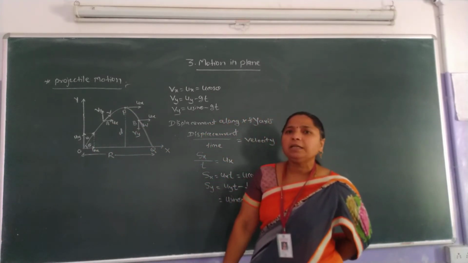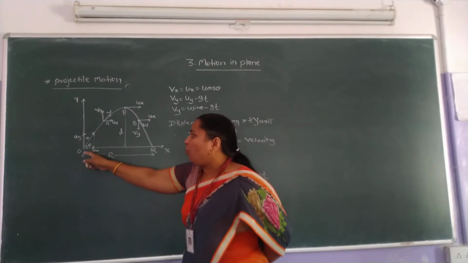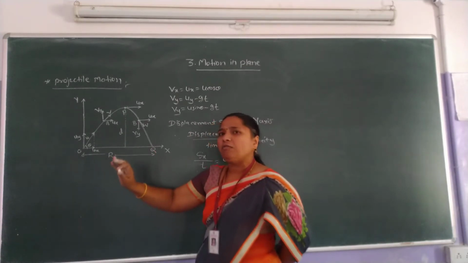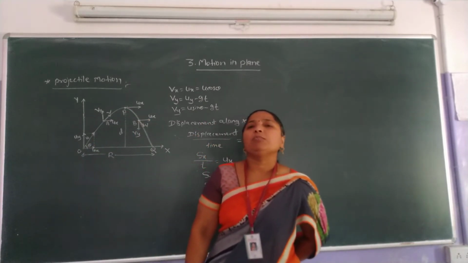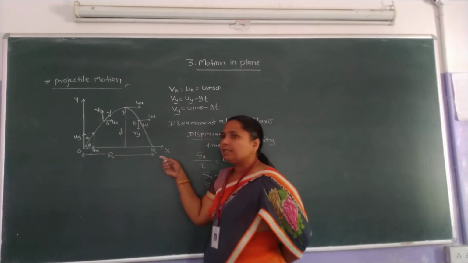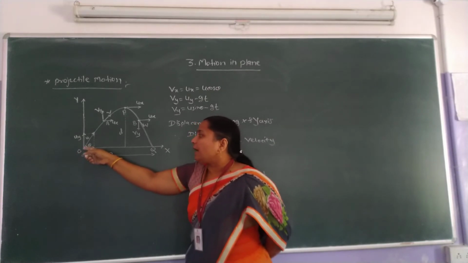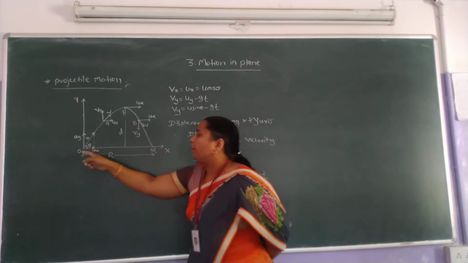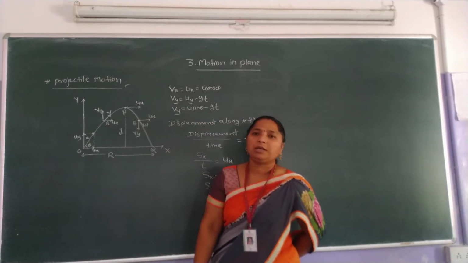What is meant by trajectory? The path covered by the projectile starting from point O until it reaches the same horizontal level is known as the trajectory of the projectile. The horizontal distance covered from the starting point O up to Q is denoted as the range of the projectile motion.